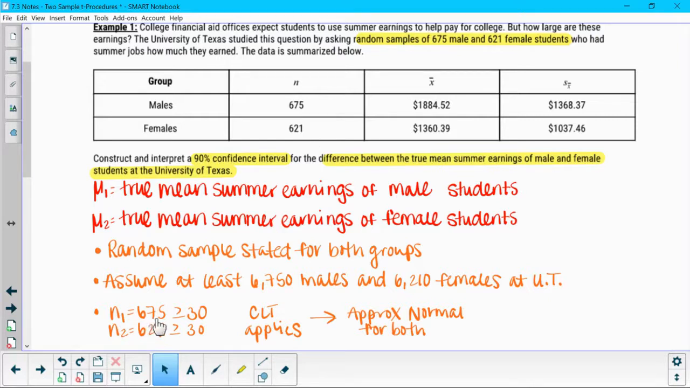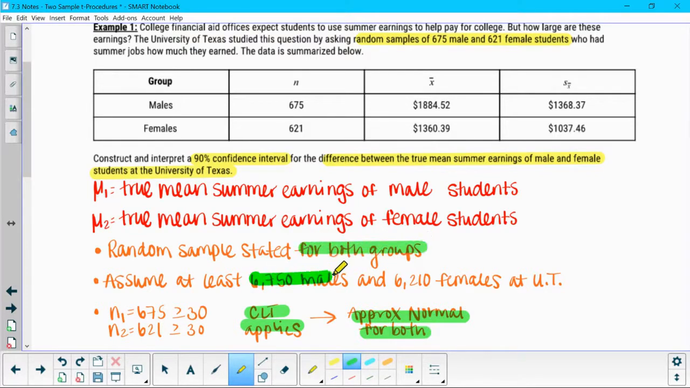N1 is equal to 675, which is bigger than 30. N2 is 621, which is bigger than 30. Remember, in your answer, you have to include that CLT applies, approximately normal for both. If you're noticing in all of my answers, I have a statement about both samples, both populations.